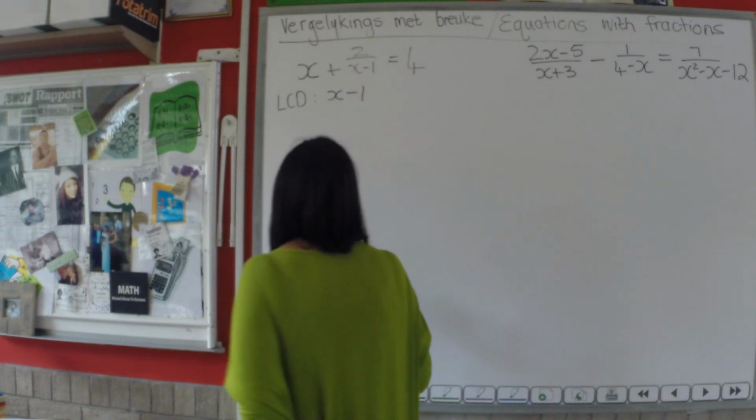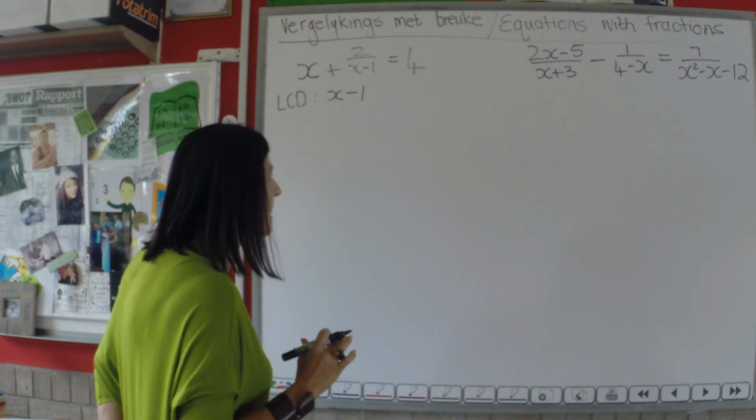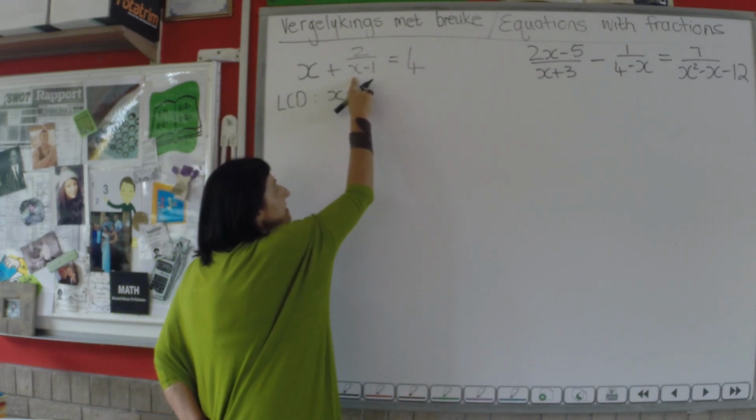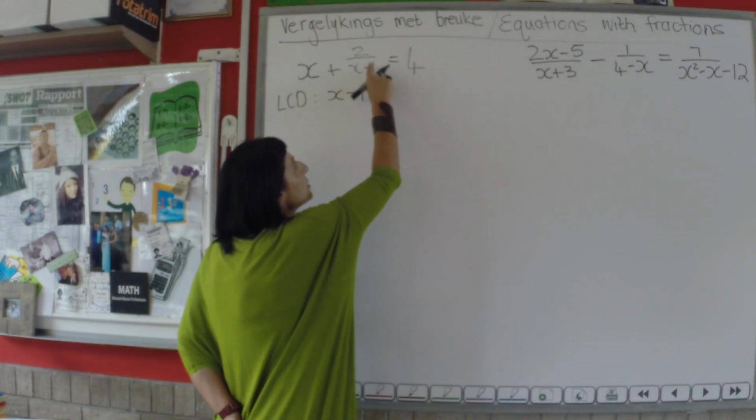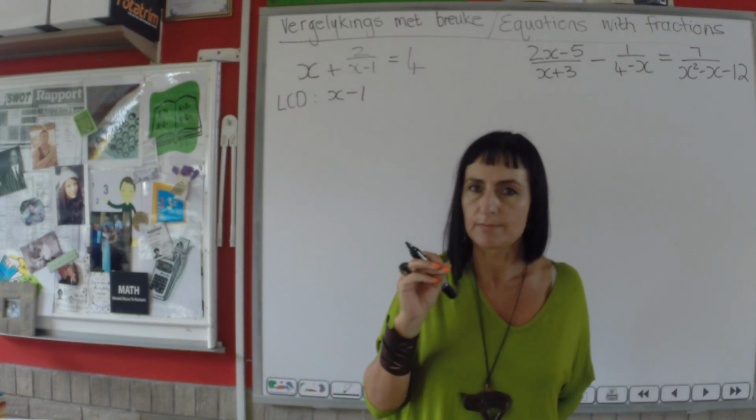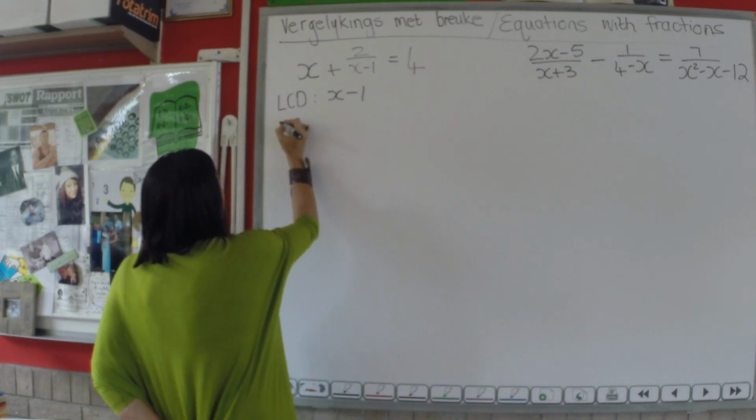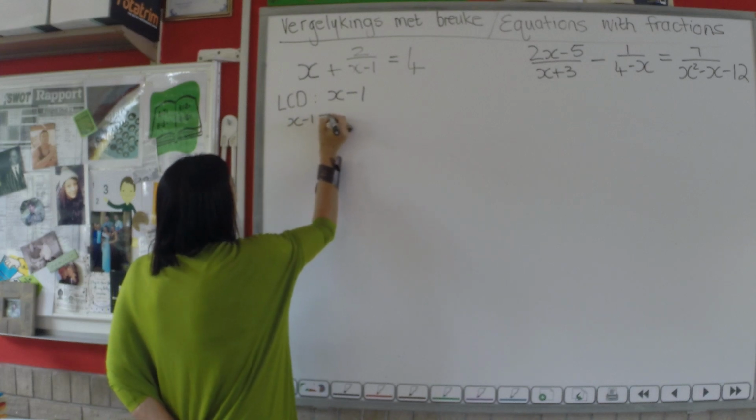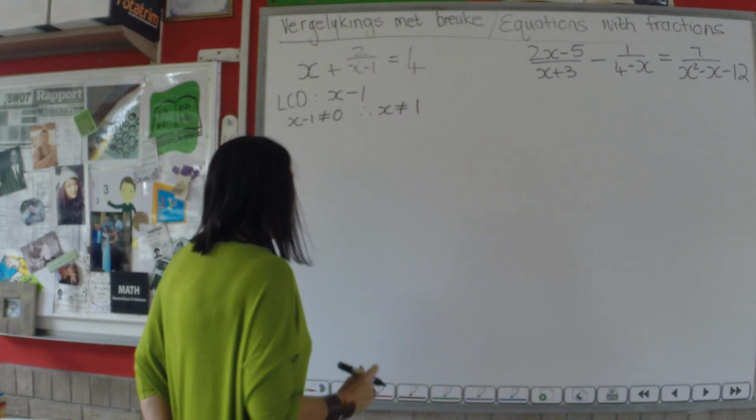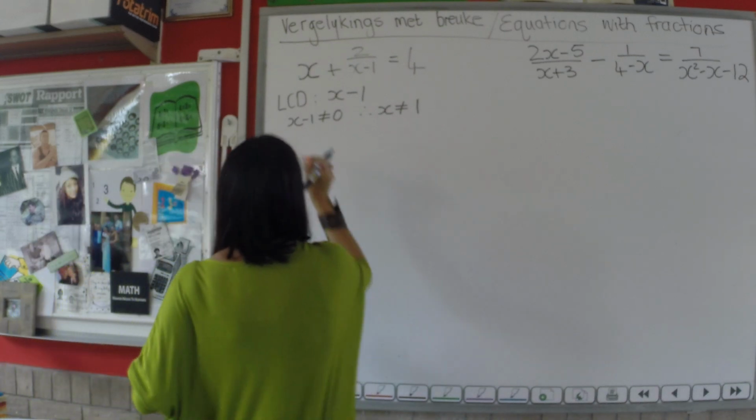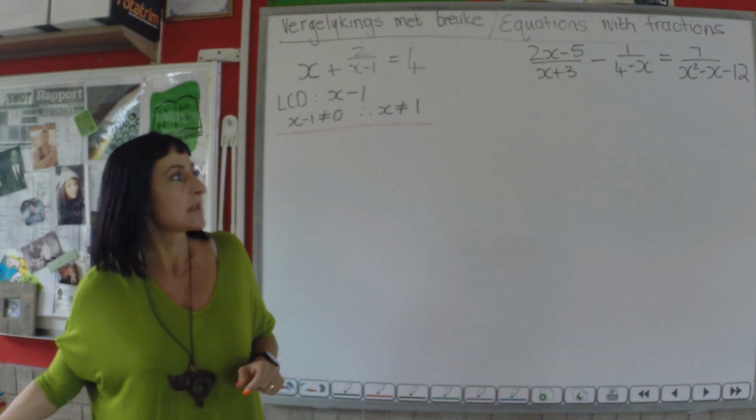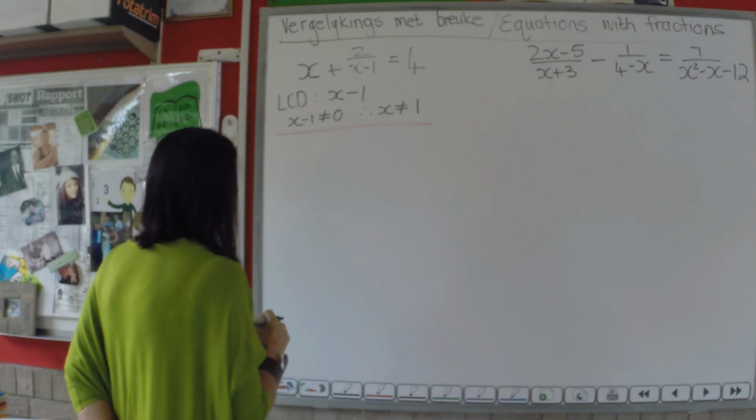The next thing you need to write down, because there's an equals to, is you must say what may x not be. X mag nie 1 wees, want as x 1 is, dan is x min 1 min 1 0, and then I've got 2 divided by 0, and 2 divided by 0 is something that does not belong in maths. It's undefined. So, I must immediately say x minus 1 may not be 0, therefore x may not be 1. Immediately. And that I must keep in the back of my head, because when I get the values of x, I must go back to this and make sure that the value of x is not 1 because it may not be 1.